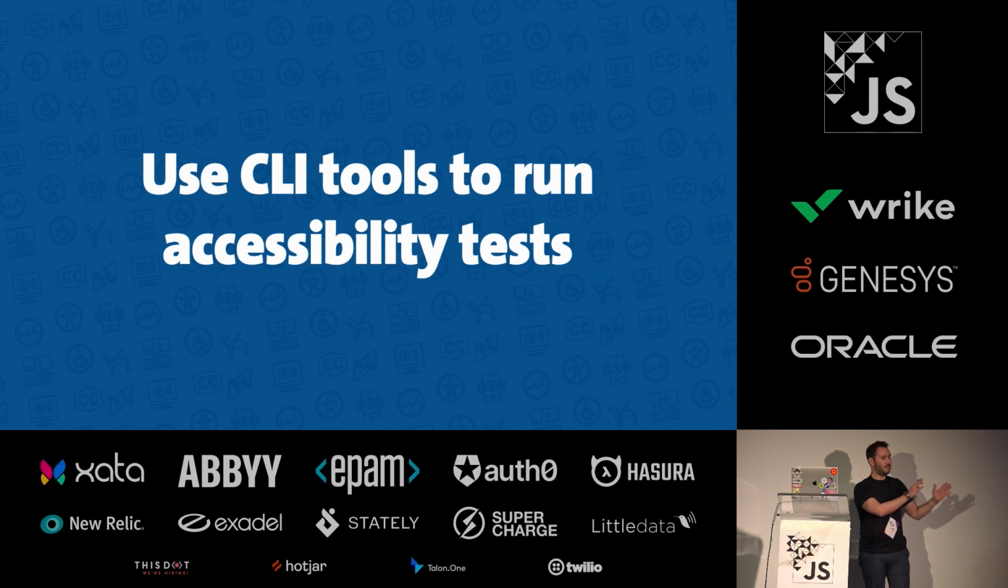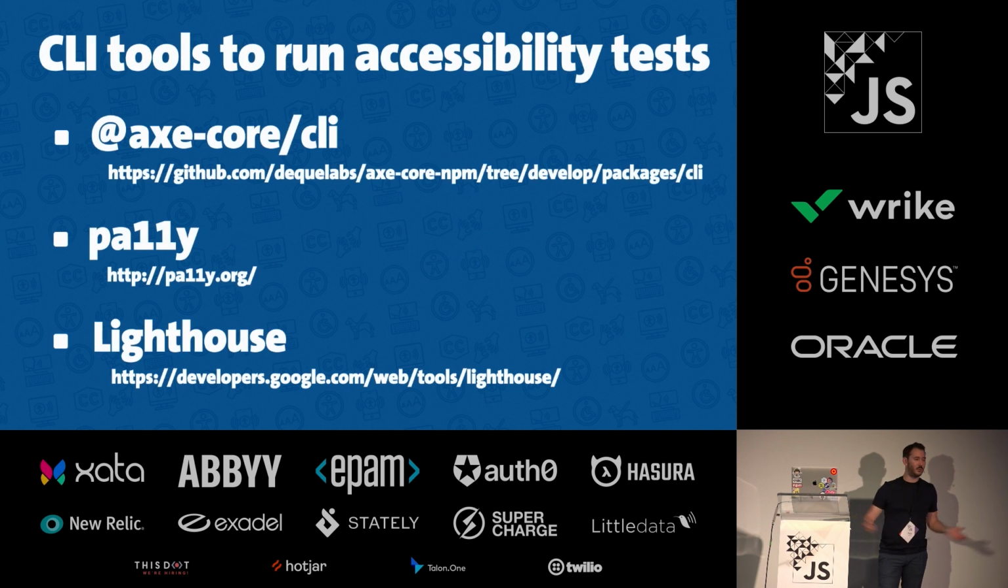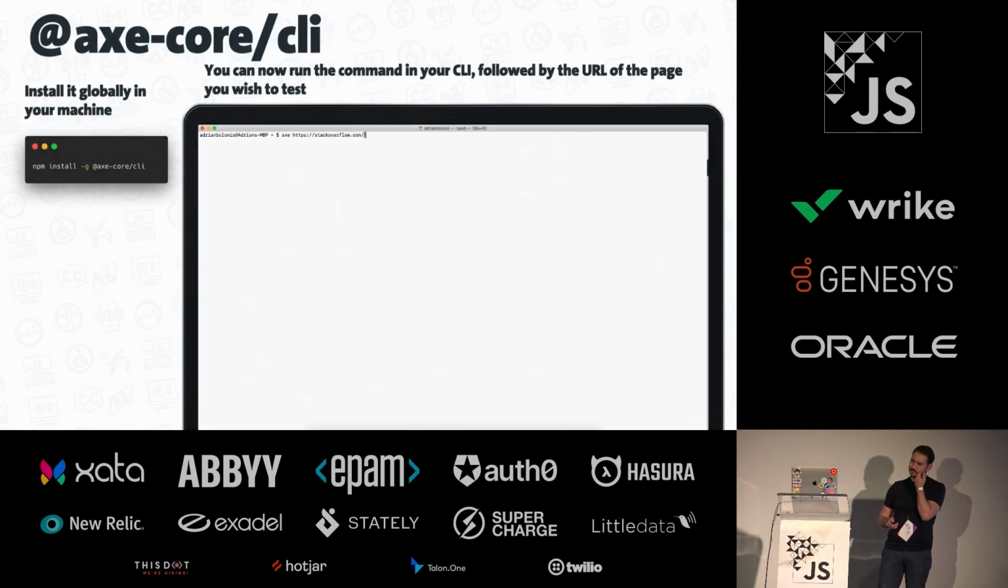Good, so we move from code to browser, now we move into the terminal. And another tip is using CLI tools, so command line interface tools, to run accessibility tests. Of course, we are back to the Axe family. They develop a CLI tool. You need to install it globally in your machine this time. It's not project based, it's global in your machine.